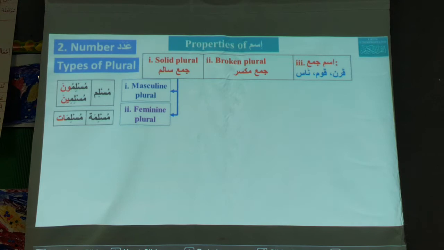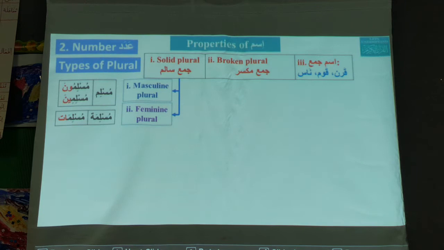So there could be no indication. Even if it doesn't have al or ta marbuta or tanween, it could still be a noun. But we have to know that. These are just a few indications. When you find those, then it is definitely a noun.